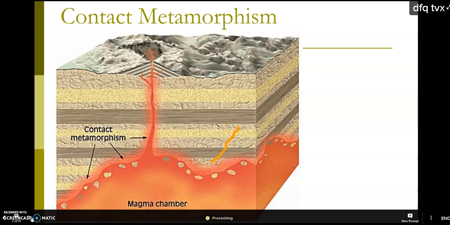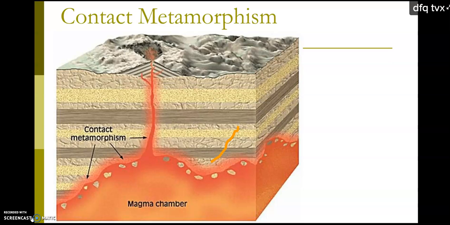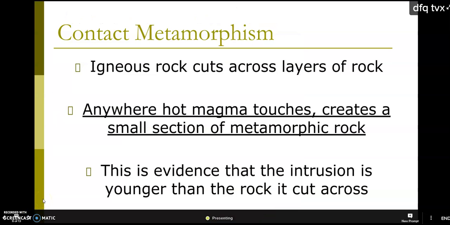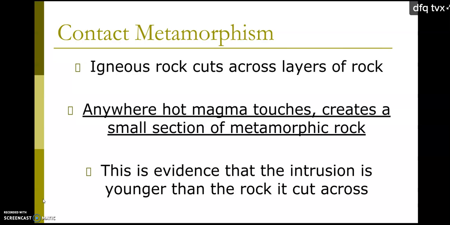Next up, we have contact metamorphism. If you remember back from like 3rd grade or 4th grade, when you were first learning about rock types, you found out there was this type of rock called metamorphic rock, where when you heated it up, it recrystallized. When it recrystallized, it became a different type of rock. Well, you can see how this magma is flowing through all these horizontal layers. I know the magma is newer than the layers because it had to cut through those layers, just like our crack and wall analogy. So really what this tells us is anywhere hot magma touches, it's going to create a small section of metamorphic rock, and that is evidence that the magma intrusion is younger than the rock it cuts across.